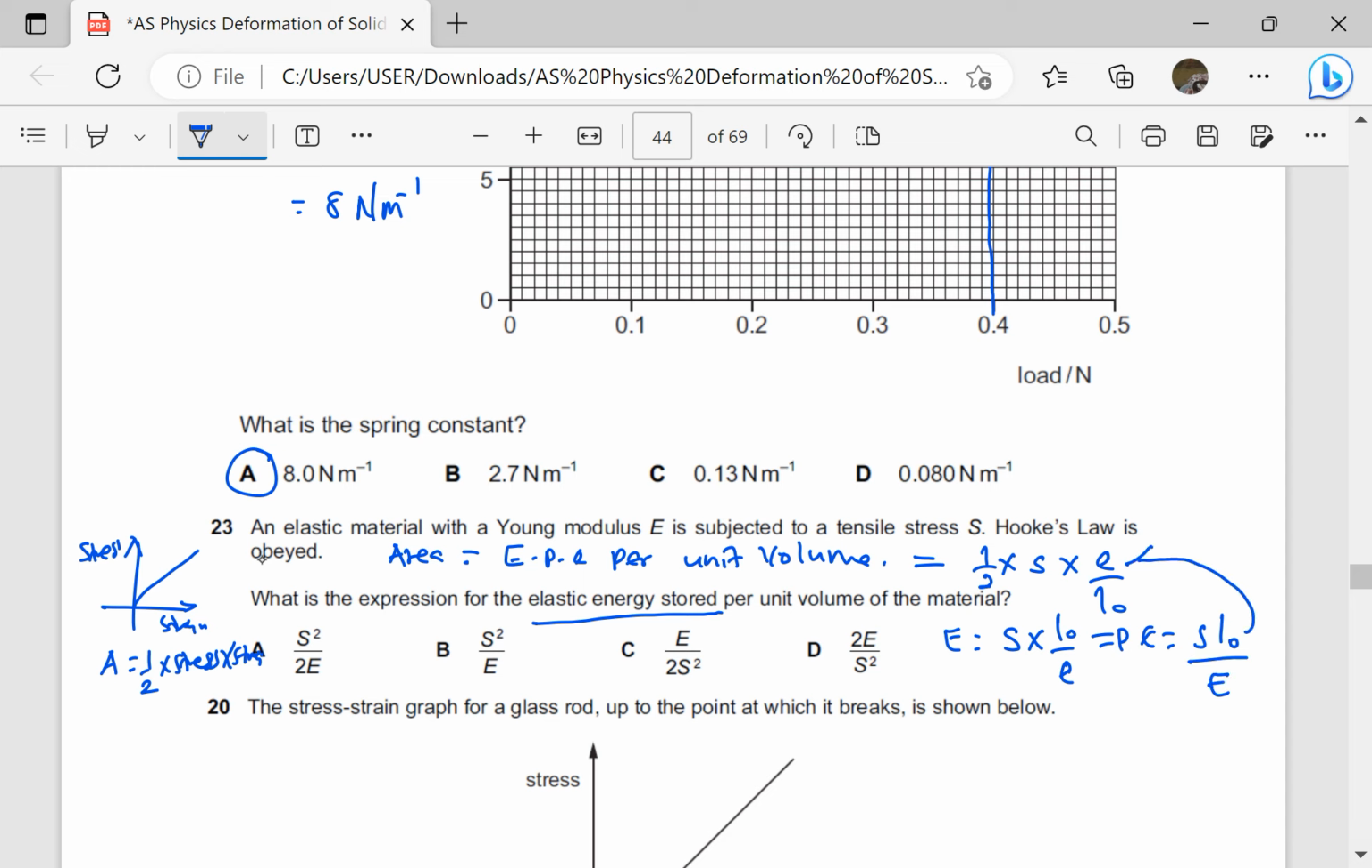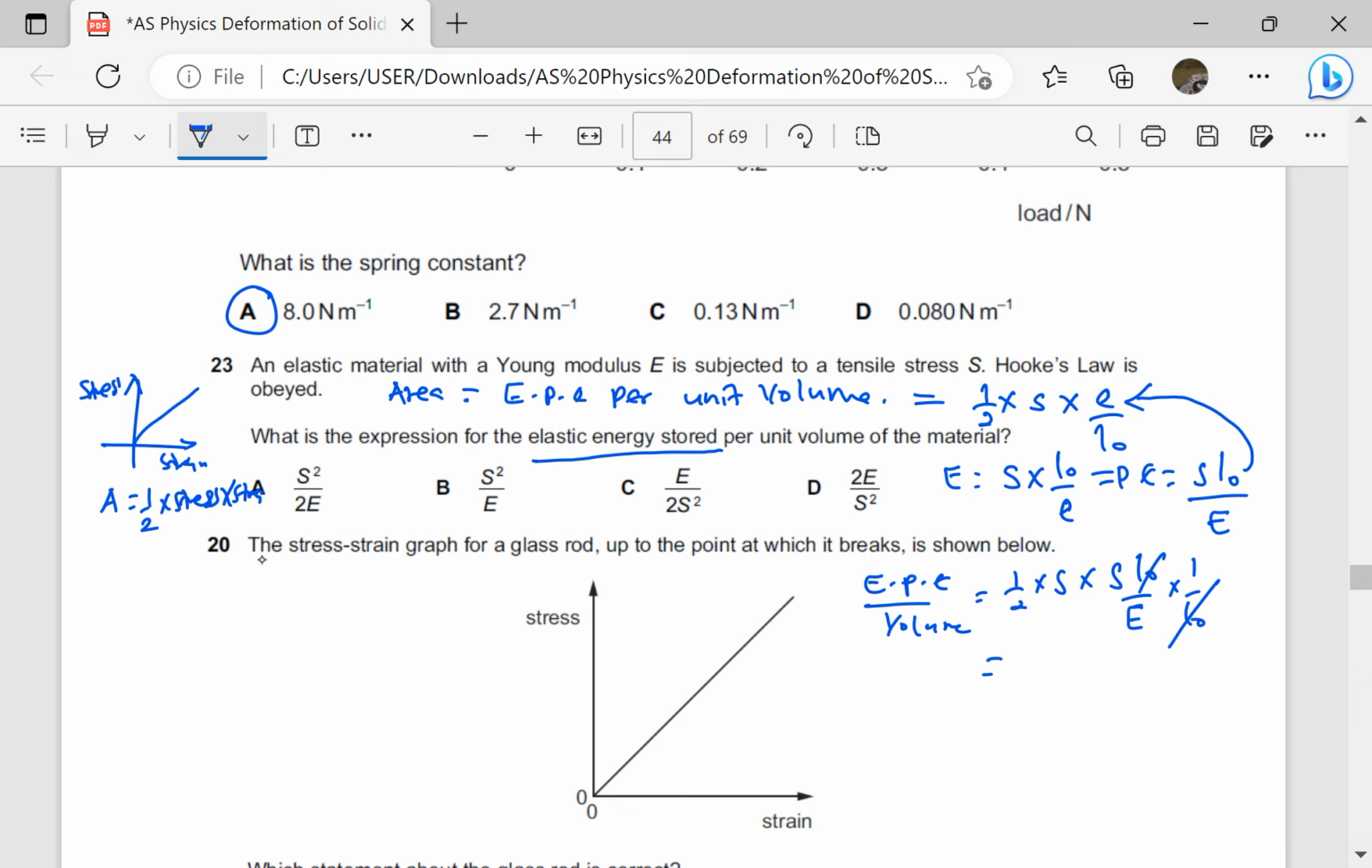So I'm going to substitute for extension in that equation. So the area, which is the elastic potential energy per unit volume, is going to be equal to a half times S, where there is small e, I'll put there S L naught divided by E. But remember there was L naught in the denominator, so I'll say times 1 over L naught. So L naught has cancelled. So the elastic potential energy per unit volume is now S squared divided by 2E. Therefore, our answer is going to be A. This is going to be the answer.